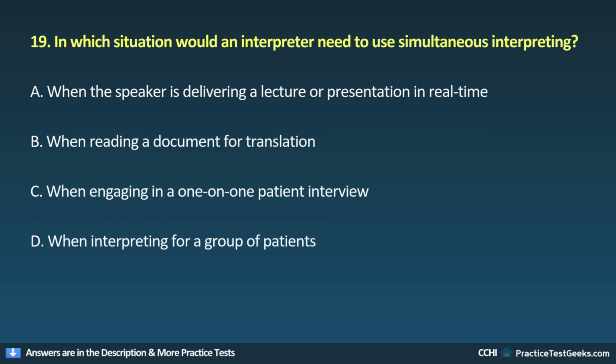19. In which situation would an interpreter need to use simultaneous interpreting? A. When the speaker is delivering a lecture or presentation in real time. B. When reading a document for translation. C. When engaging in a one-on-one patient interview. D. When interpreting for a group of patients.